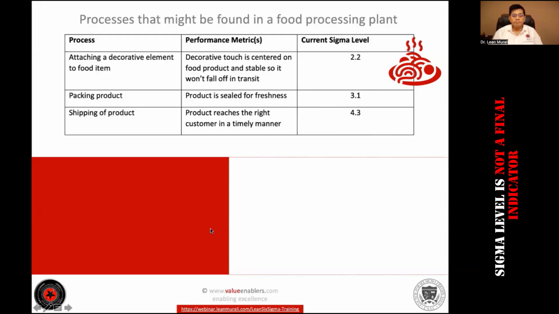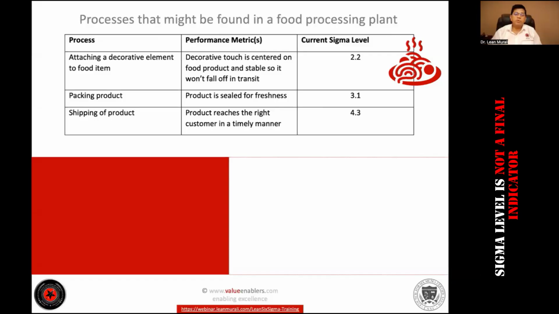Fantastic. Okay, now the question from my side. We all know the higher the sigma level, the better, because we are planning to go from 1 sigma to 2 sigma to 3 sigma to 4 sigma to 5 sigma to 6 sigma. The higher the sigma level, the better. So here, given the current sigma levels of 2.2, 3.1 and 4.3, which process needs improvement? Just put it in the chat box. Let's see. Which process needs improvement?